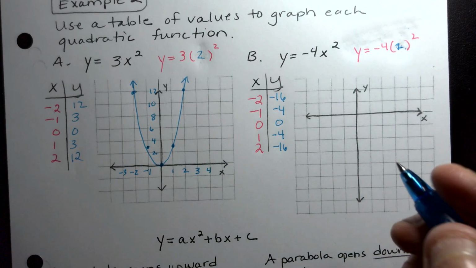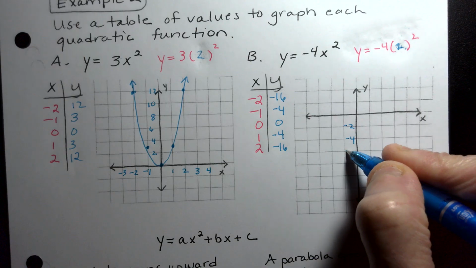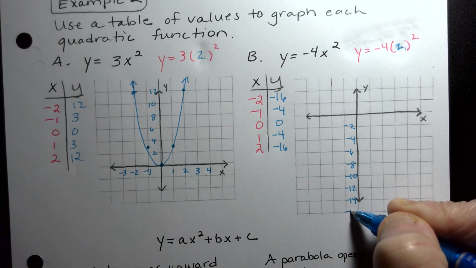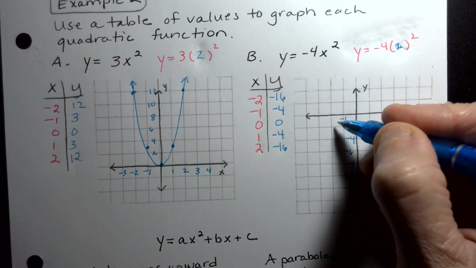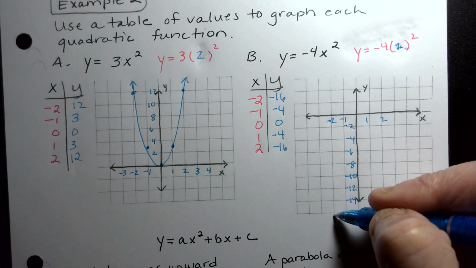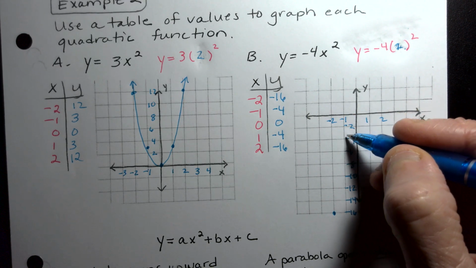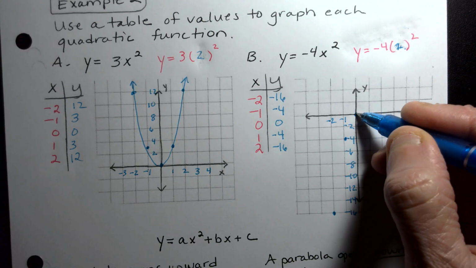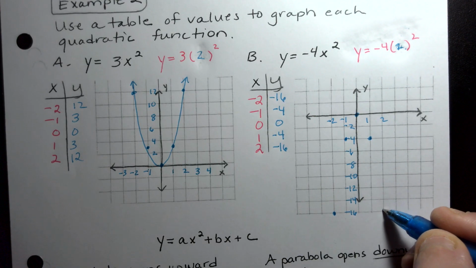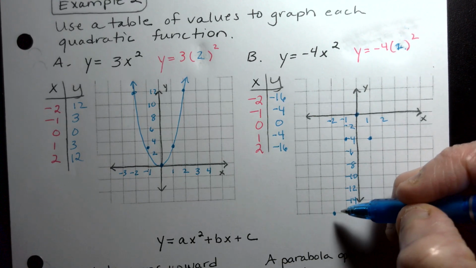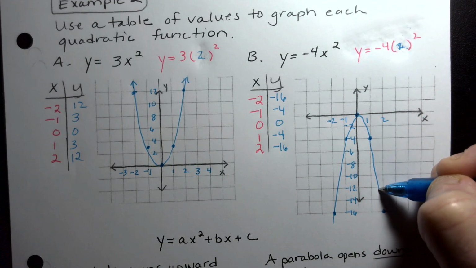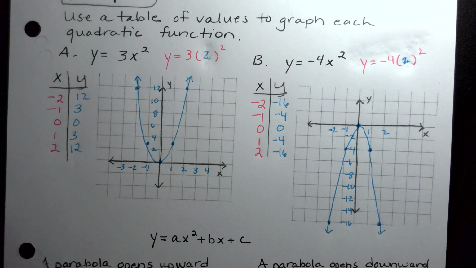Okay, then we're going to graph, and again, going to go by 2's here, but this time in the negatives. Negative 2, negative 16, all the way down here. Negative 1, negative 4, 0, 0, 1, negative 4, and 2, negative 16. So again, we're going to do our best to draw a nice curve, and put your arrows on the end.